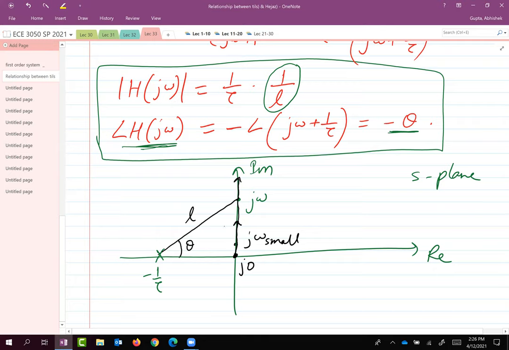So this system is rejecting high frequency. This is omega high. Because the L is very large, this system is going to reject high frequencies. And when omega is very large, the theta approaches 90 degrees. And so the angle of J omega would be minus 90 degrees. So the phase difference we are going to see would be minus 90 degrees for high values of omega.